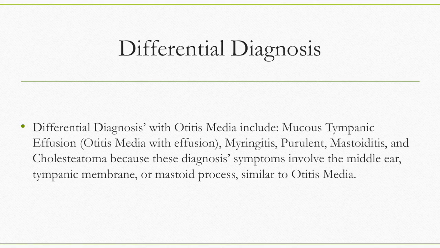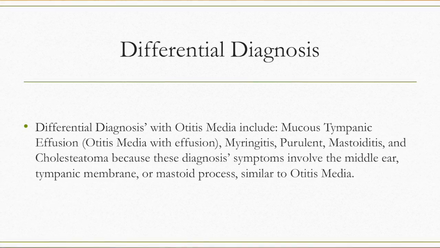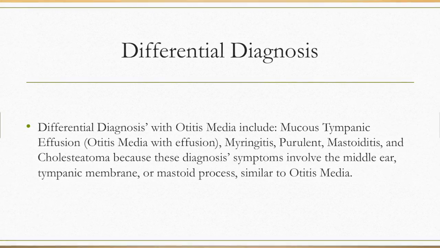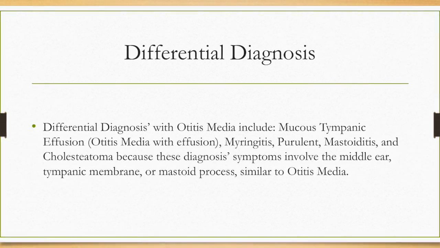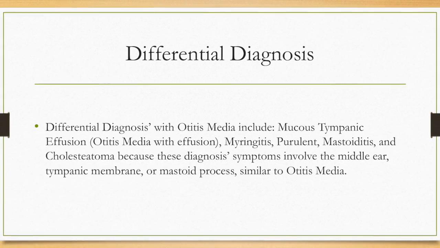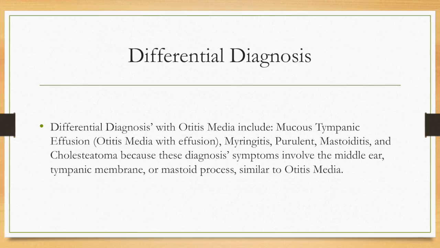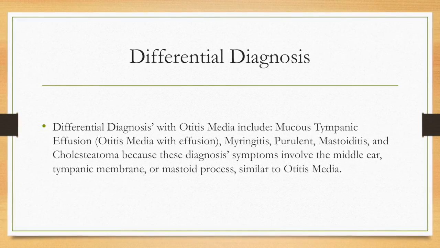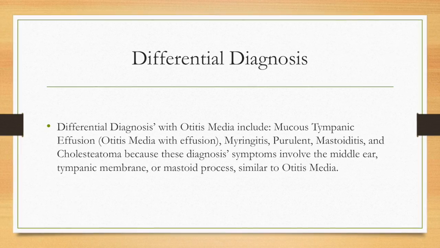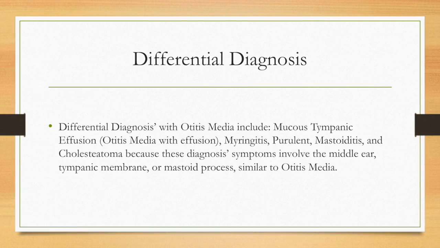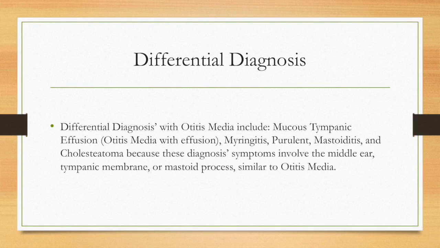Differential diagnosis distinguishes a disease from others with similar symptoms. For example, differential diagnoses with otitis media include mucotympanic effusion, laryngitis, purulent mastoiditis, and cholesteatoma. Because of these diagnosed symptoms involve the middle ear tympanic membrane or mastoid process similar to otitis media. Mastoiditis is caused when a bone behind the middle ear becomes infected. Cholesteatoma occurs due to a tumor growing inside of the middle ear.